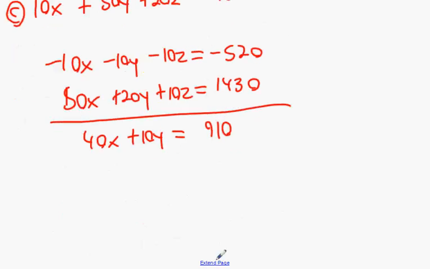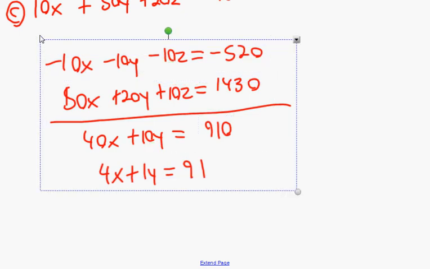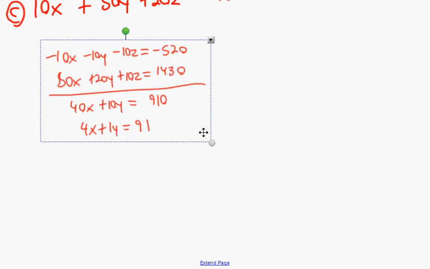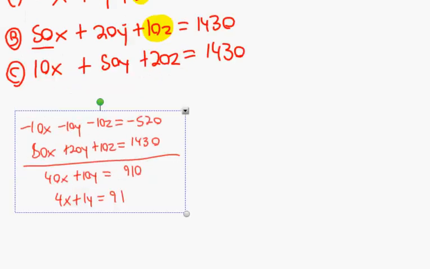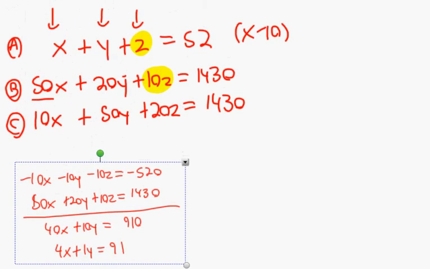Okay. Can I divide both of these by anything? Any number that will divide into 10. 4x plus 1y equals 91. Okay. That's one of them done, okay? And what we're going to do next is we're going to pick two other ones to target. What would be an easy one to target? What about B and C, guys?